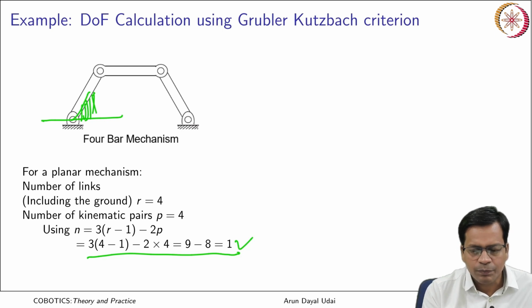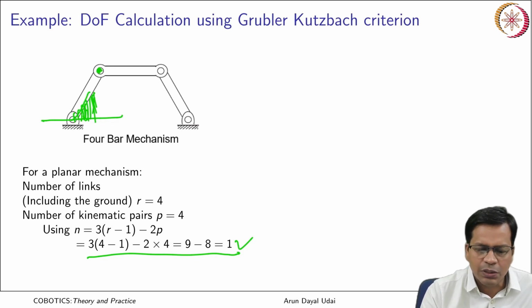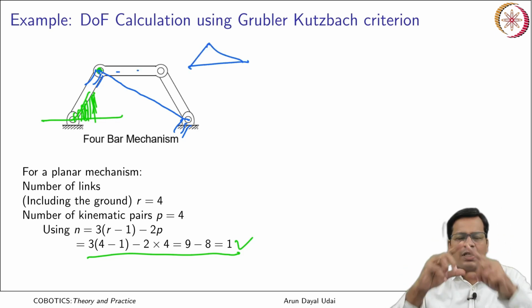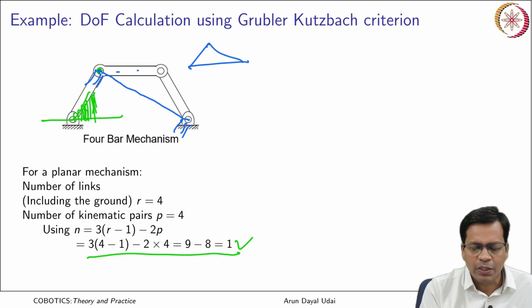That means now if I freeze this up, what will happen? This point will be frozen. If this point is frozen, that means the overall system is now a triangle. So, this cannot move, this cannot move. The remaining two make it a triangle, which is a stiff structure and it cannot deform. None of the joints can further move.